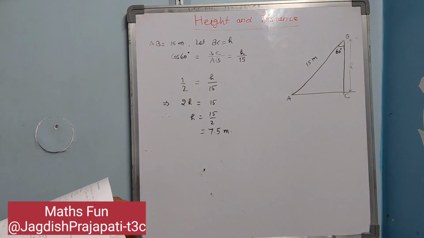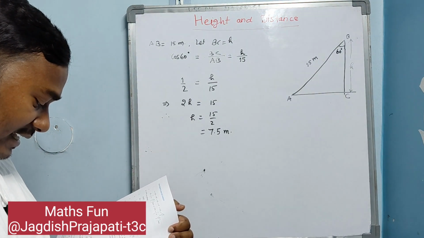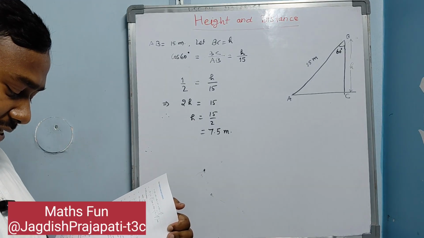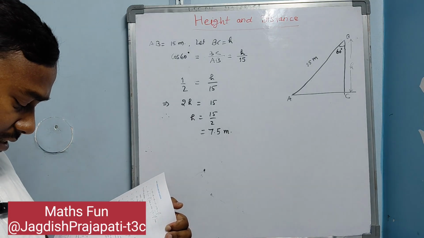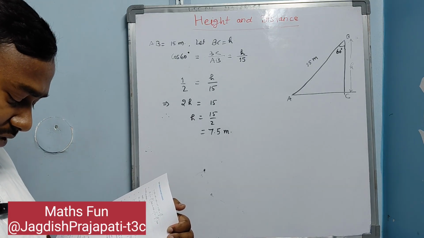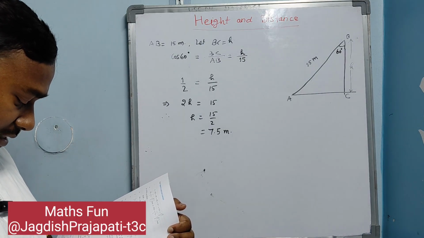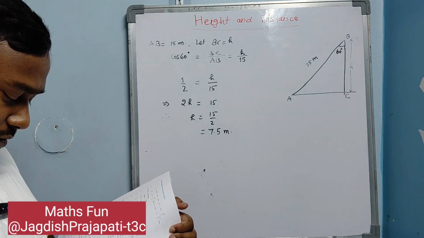Okay, let's do another question. So I am reading it for you. 2 points A and B are on the same side of a tower and in the same straight line with its base. The angles of depression of these points from the top of the tower are 60 degree and 45 degree respectively. If the height of the tower is 15 meter, then find the distance between these 2 points.